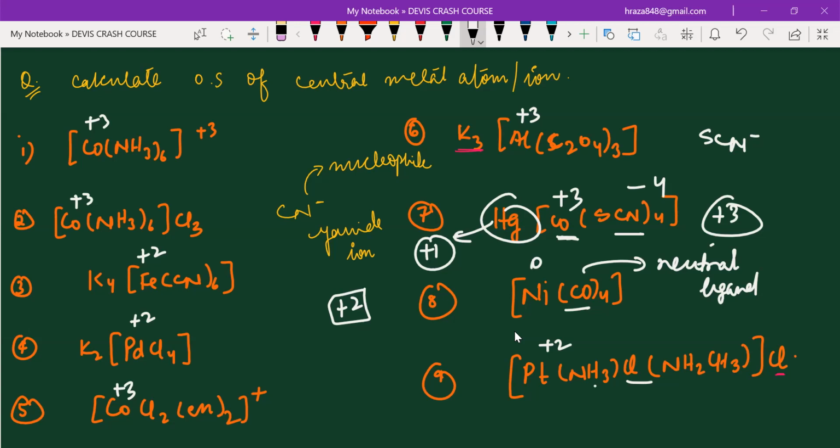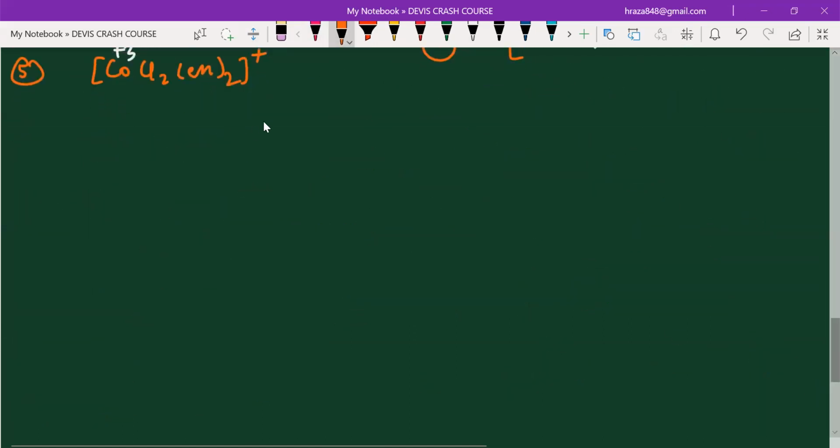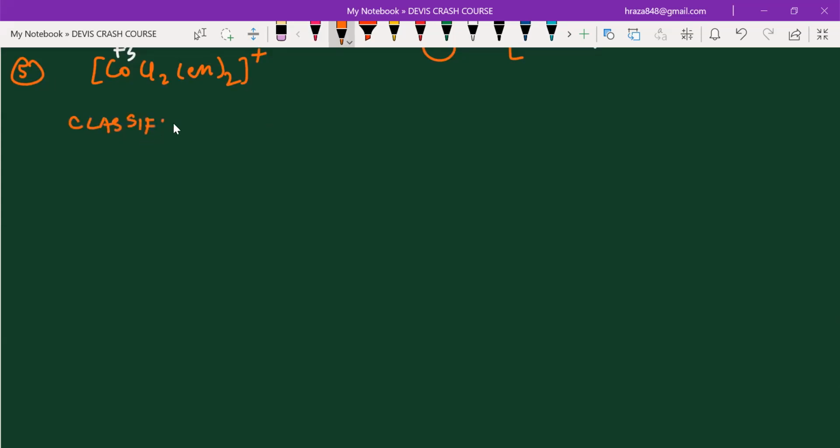Yeah, done. Then can we move to the next part? Okay, so this was about oxidation state. Now we're going to classify the ligand. It's very important to write the list of ligands, the classification of ligands. And we are going to classify the ligand on two bases.